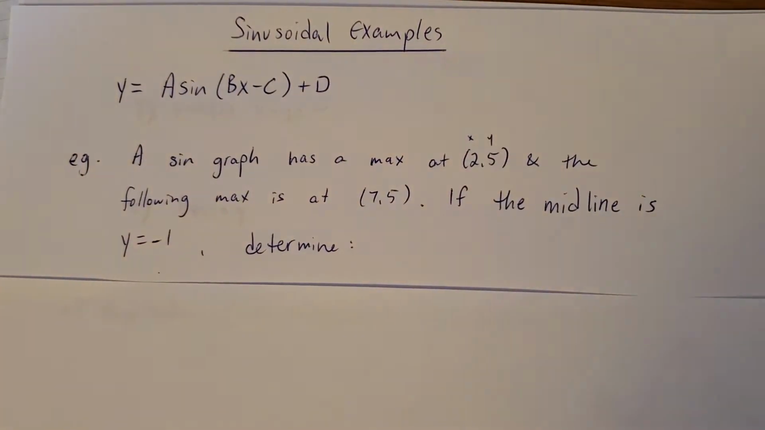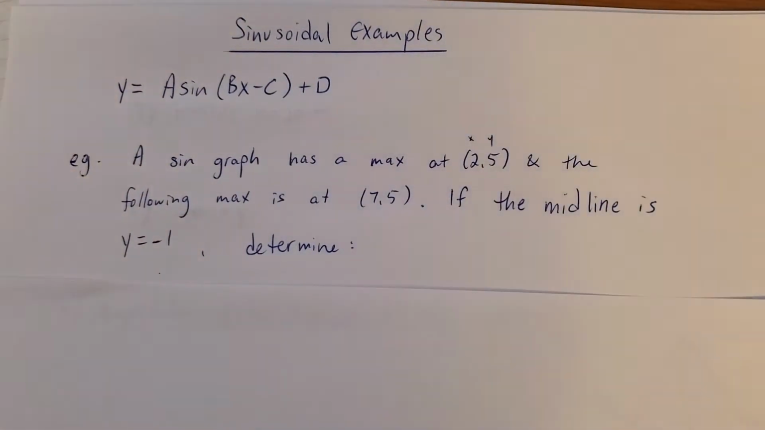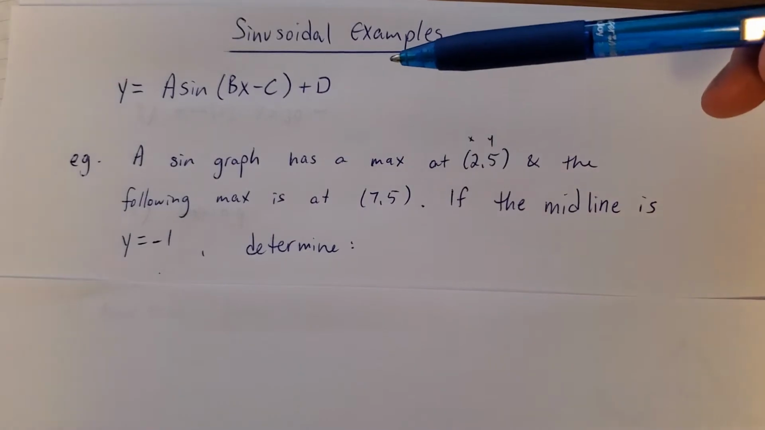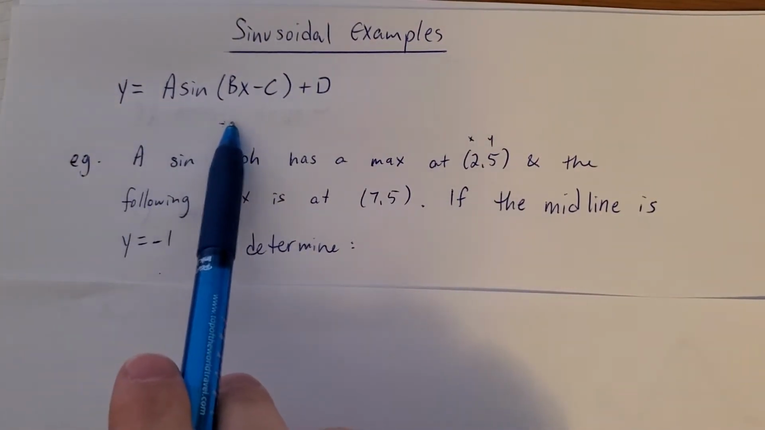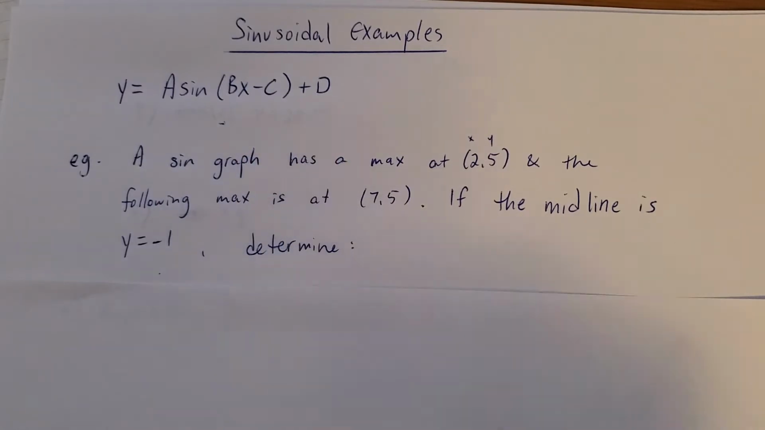All right, today I just want to do a few examples. I'm reminding you what the general equation is for a sinusoidal function. A is the amplitude, B tells you the period, C is horizontal shift, D is the vertical shift. Also, y equals D is the midline. Okay, so here we go.